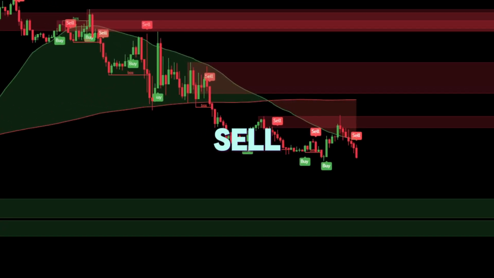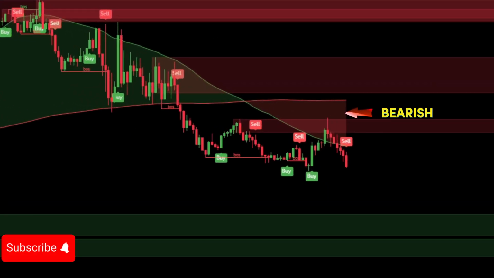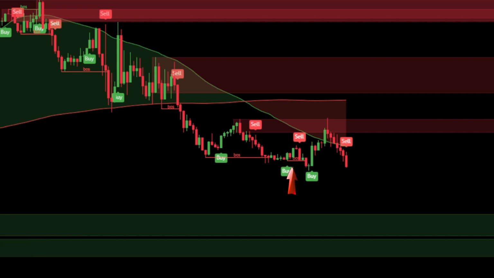How to place sell orders. If the Best Cloud All MA indicator is red, it indicates a bearish trend. Focus on finding the best point to place a sell order. Wait for a break of structure, marked by the appearance of a red BOS or break of structure sign. After that, wait for the price candlestick to retest the bearish order block area.